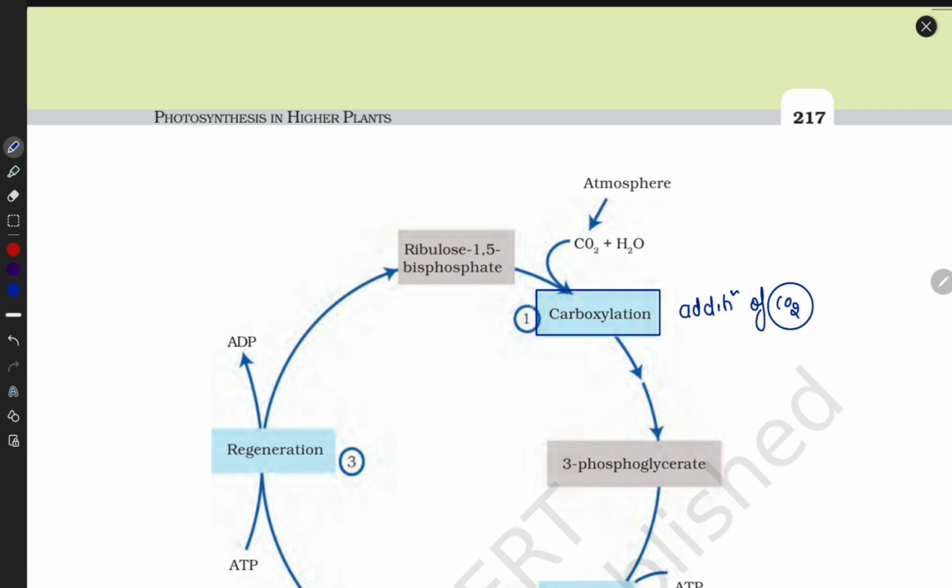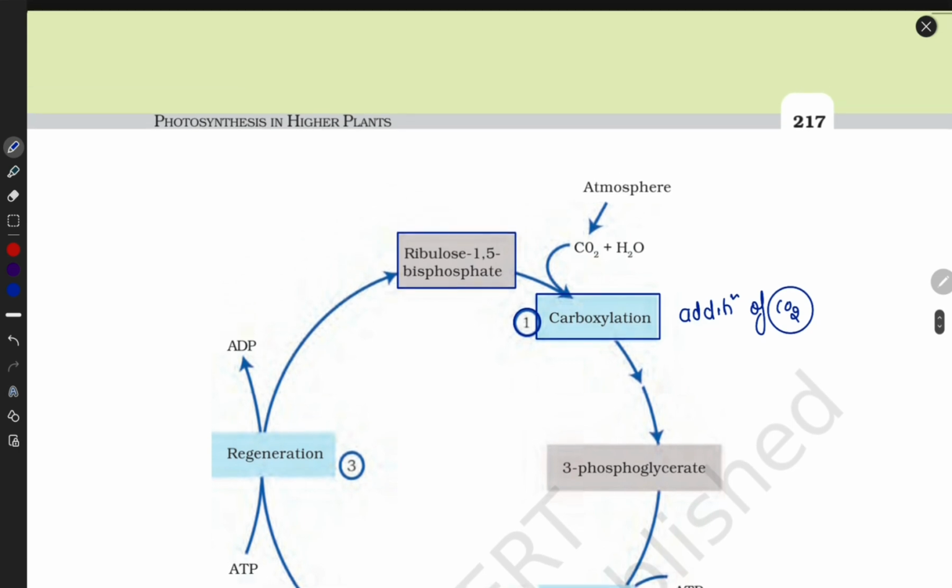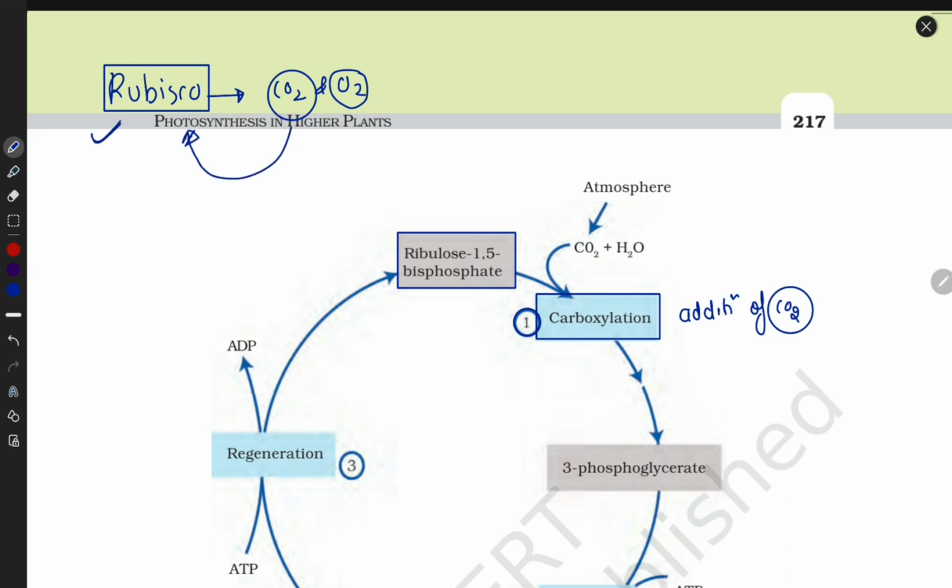What happens in the carboxylation step? This is ribulose 1,5 phosphate. Look here, guys, here is the importance of one enzyme. I'm explaining Rubisco. This is the enzyme. What is the importance of this enzyme? Its affinity is towards CO2 as well as oxygen. What is the meaning of affinity? Rubisco binds with CO2 and Rubisco also binds with oxygen.